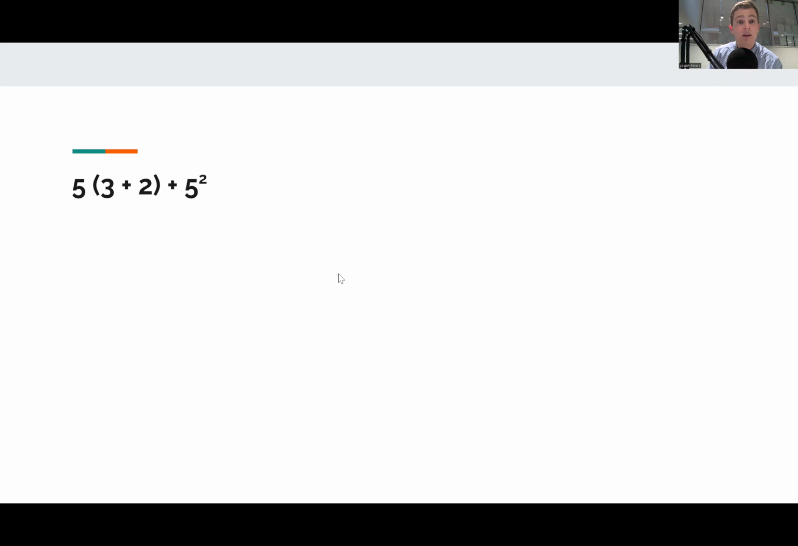Okay, here's our next example. If you're going to work this out, pause the video now. Okay. The formula reads 5, then there's an empty space. So we'll come back to that in a moment. Then we've got a bracket, 3 plus 2, close bracket, plus 5 to the power of 2. So 5 squared.